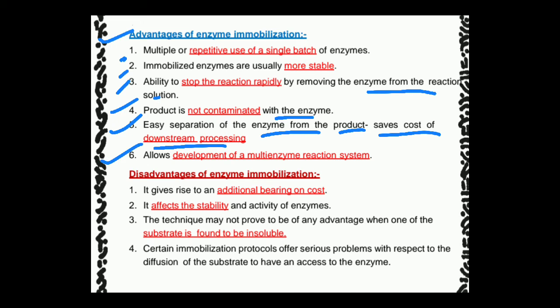What are the advantages of immobilization? Multiple or repetitive use of a single batch of enzymes. Immobilized enzymes are usually more stable. Ability to stop the reaction rapidly by removing the enzymes from the reaction solution. Product is not contaminated with the enzyme. Easy separation of the enzyme from the product saves the cost of downstream processing. It also allows the development of a multi-enzyme reaction system.